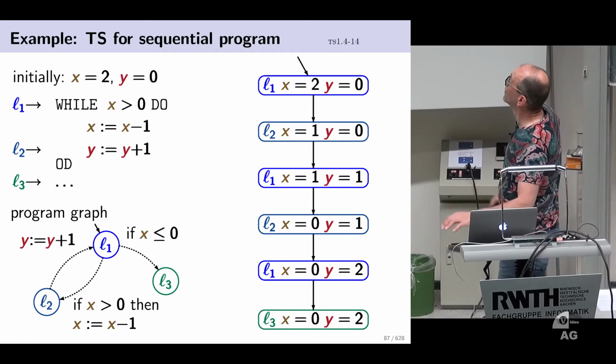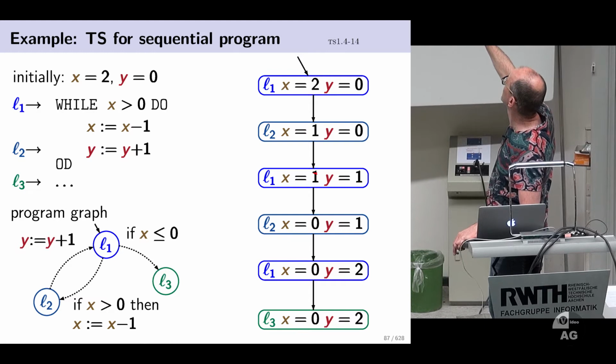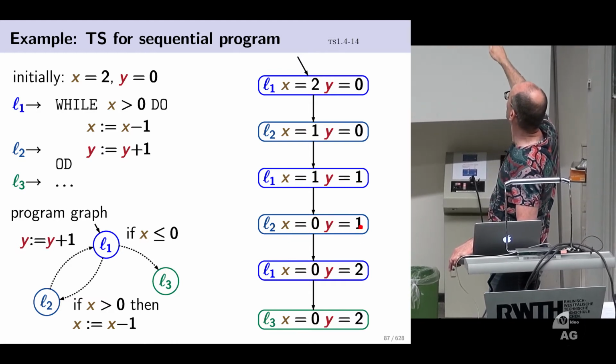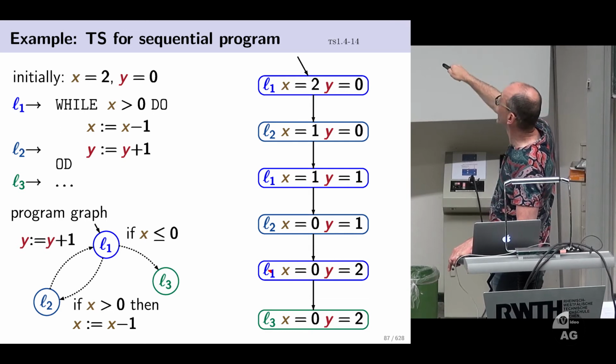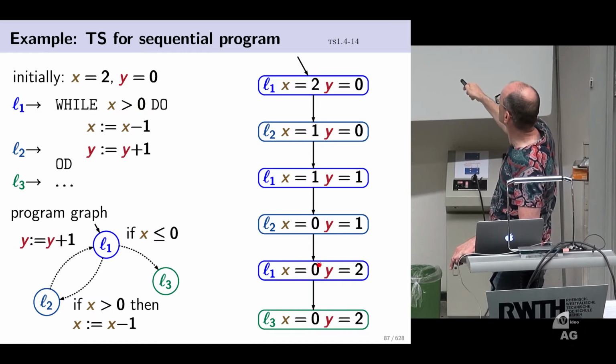Okay? Now, what you see is still x is larger than 0 because x equals 1. So we can subtract 1 and we move to L2. You increment y by 1, so you get y equals 2. You move to L1. Now again we are about to check the condition. And now you see that x equals 0.